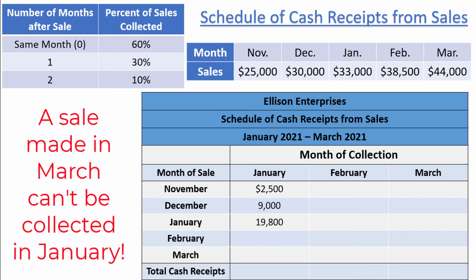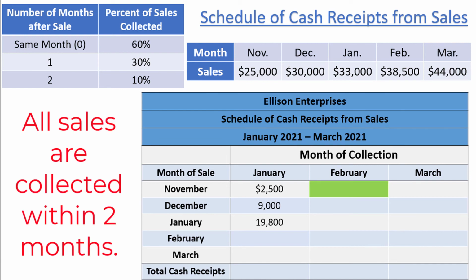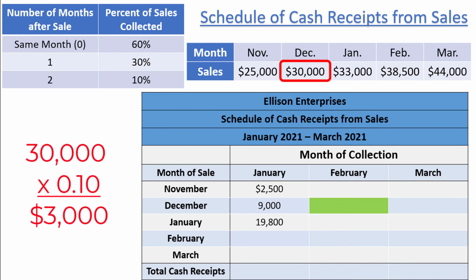Let's move on to February. The first row is November sales collected in February. February is 3 months after November, and our table suggests that all sales are collected within 2 months of the sale, so we shouldn't expect any collections in February from November sales. Next, we have December sales that were collected in February. There is a 2-month difference between those months, so our table tells us that 10% of the $30,000 in December sales will be collected in February, which comes to $3,000.